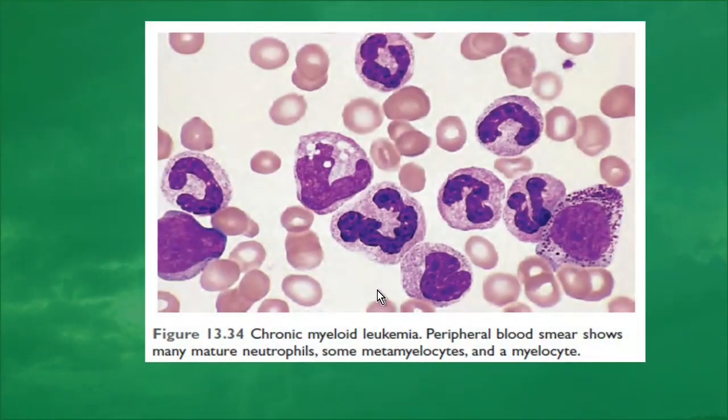This is a peripheral blood picture of CML, where you can see different types of cell, all stages of maturation of granulocyte can be seen here. This is a basophil, the bands, neutrophil, bands, metamyelocyte, blast, not really a blast, it's a myelocyte. Okay.